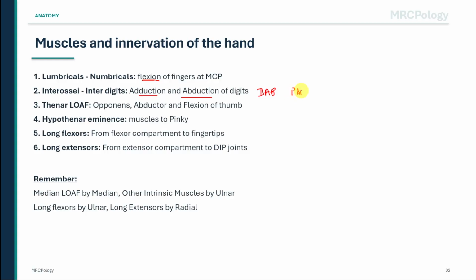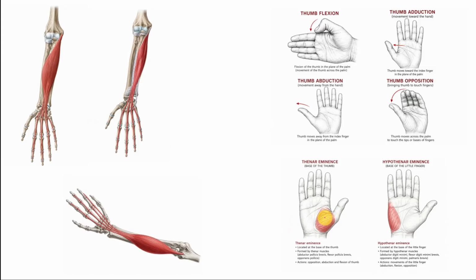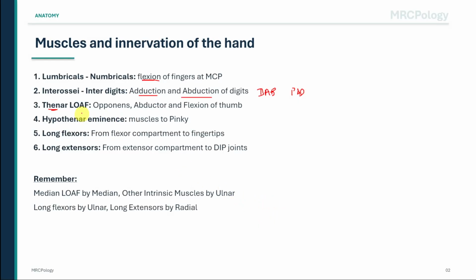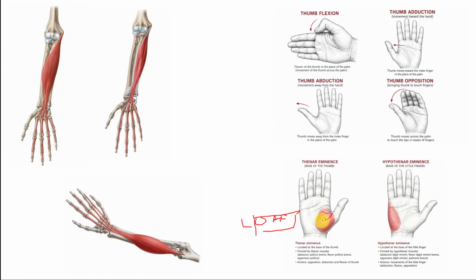The thenar eminence is the meaty, loaf-like muscle mass at the base of the thumb. It includes opponens pollicis, abductor pollicis brevis, and flexor pollicis brevis, causing the given movements of the thumb. Remember that we are calling it a LOAF because these three muscles, along with the lateral two lumbricals, are supplied by the median nerve, while the rest of the intrinsic muscles of the hand are supplied by the ulnar nerve. The hypothenar muscles control movements of the little finger and are supplied by the ulnar nerve.